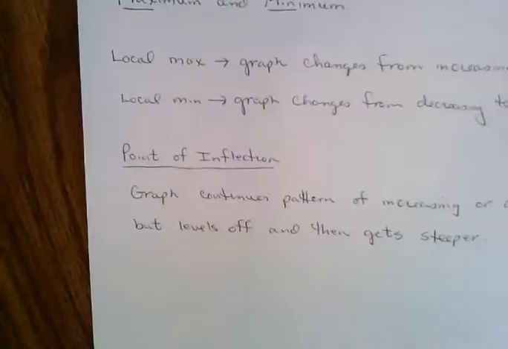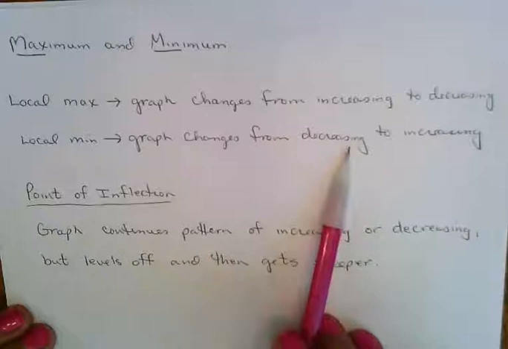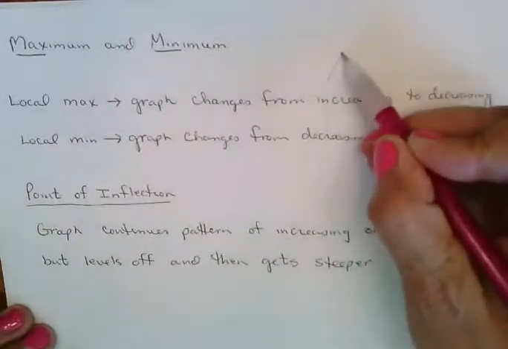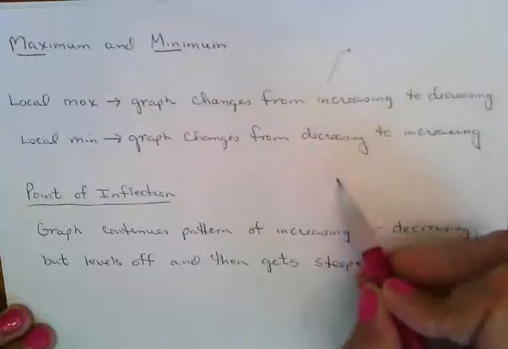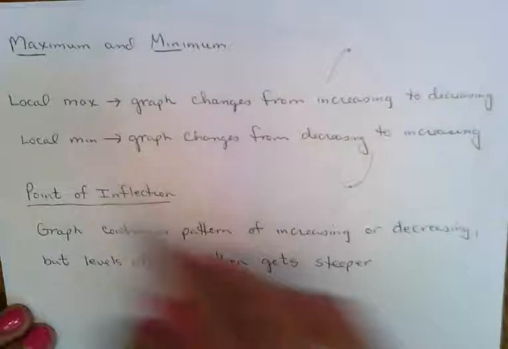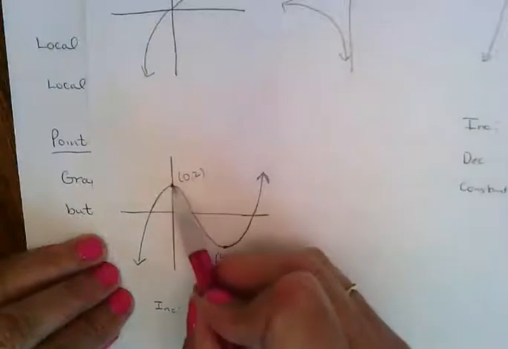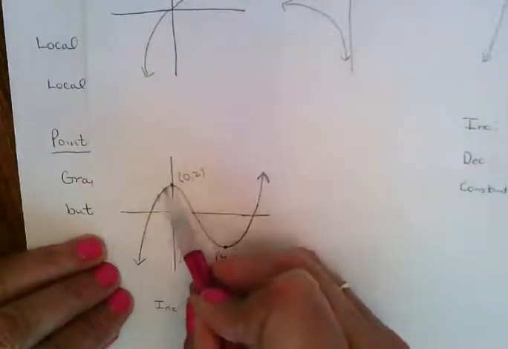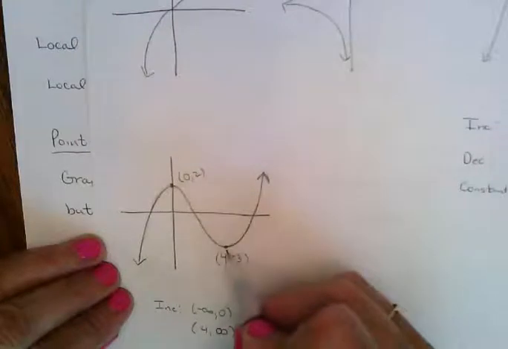Okay. The next piece of information is about maxes and mins. So a local max is when the graph changes from increasing to decreasing. So it's going to be going up, and then it's going to start decreasing. That's a maximum. And if the graph is decreasing and then it changes to increasing, that's a minimum. Okay, so let's look at this last graph we just looked at. This is a local maximum because it was increasing and then it turned to decreasing. That's a local max. There's a local minimum at 4, -3.